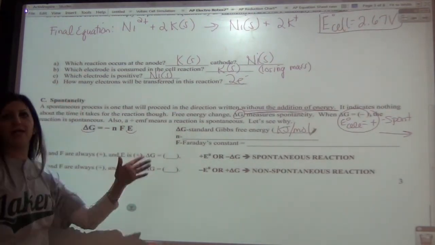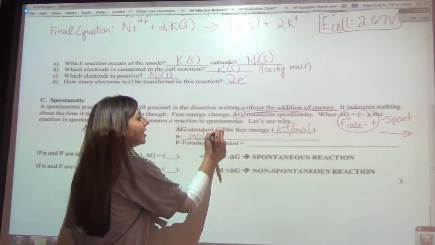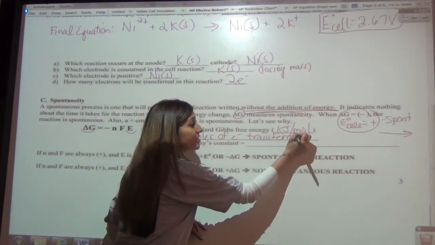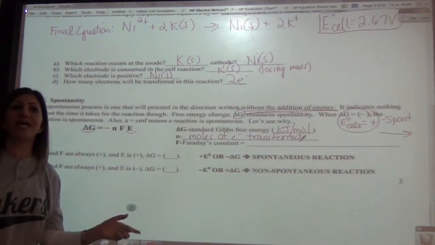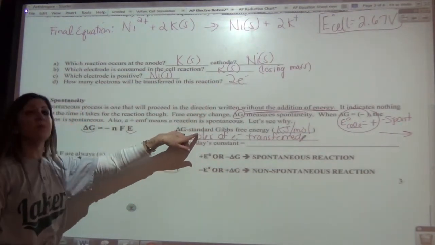What do you think n is? Well, n is the same as when we were doing n before. It's just simply the moles. But this is the moles of electrons transferred. So it's not just moles, it's your moles of electrons. So you know how we figured out like 2 electrons? You would say 2 moles of electrons.